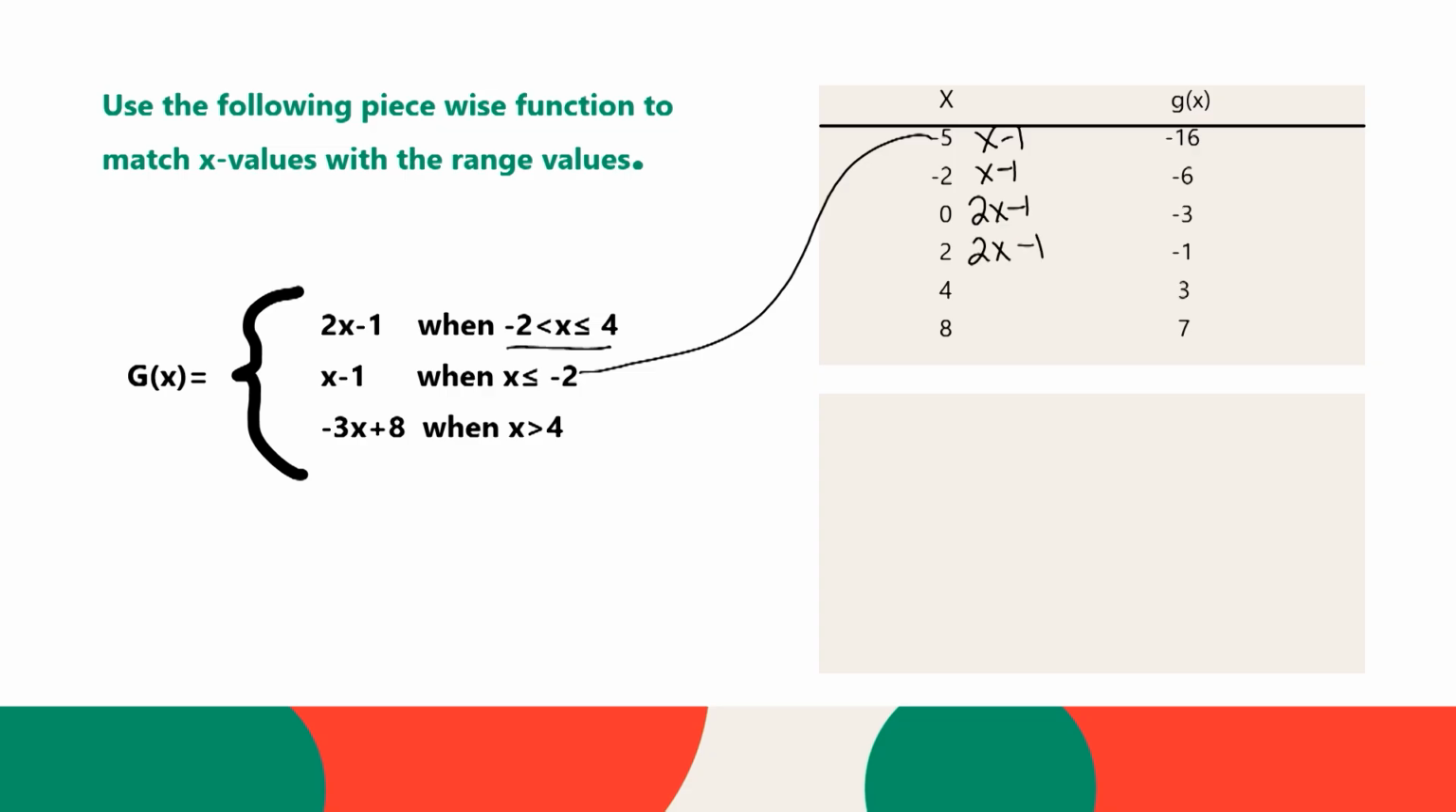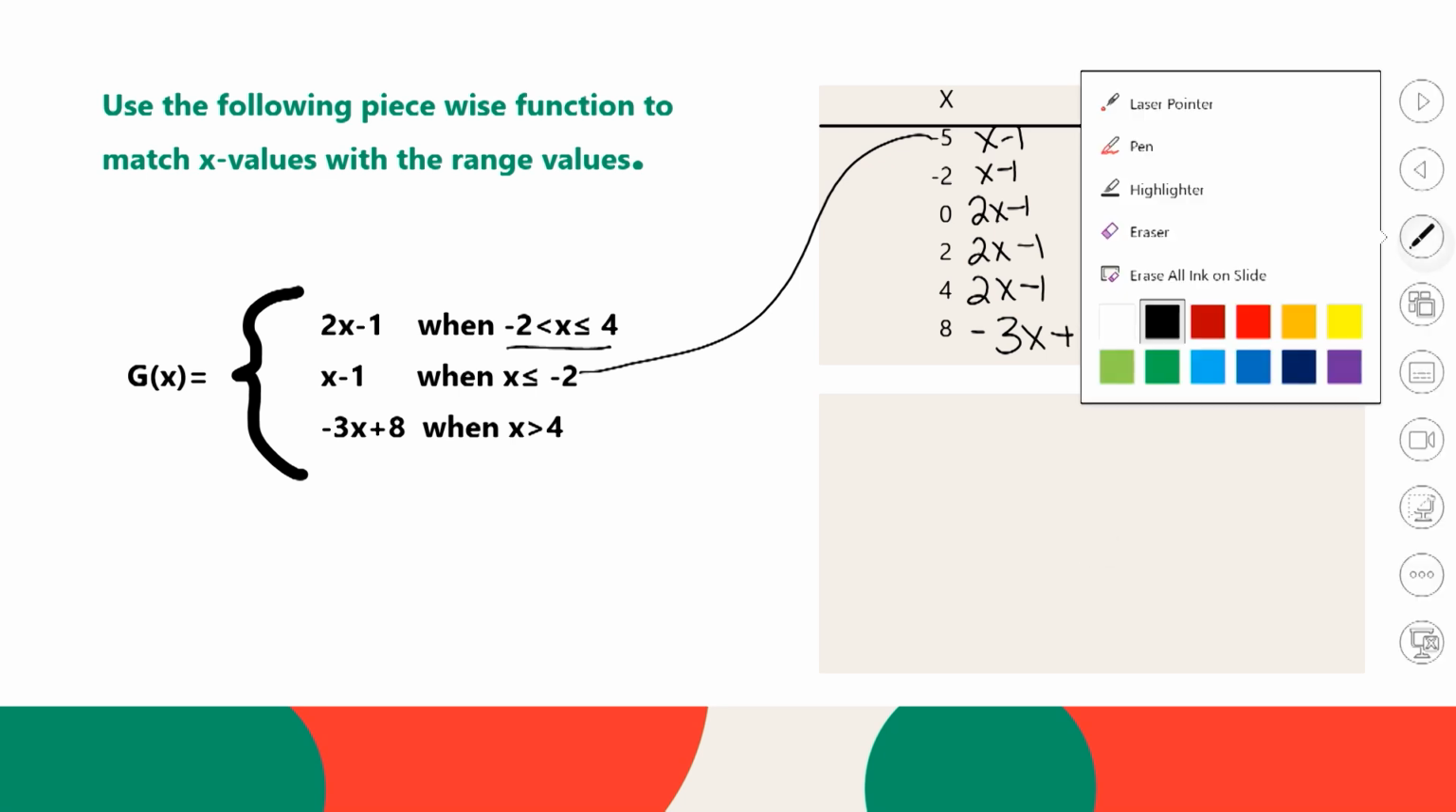So when my x is 4, when it can equal 4. Now, a lot of people say, oh, negative 3x plus 8, but I can't use that one. It says my x has to be bigger than 4. So when can my x equal 4? You got it, 2x minus 1. And then what about when my x is 8? It's going to be the last one, negative 3x plus 8.